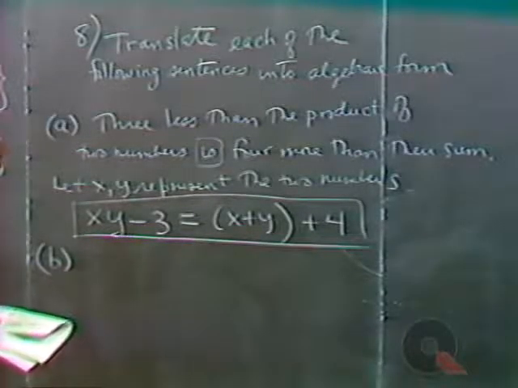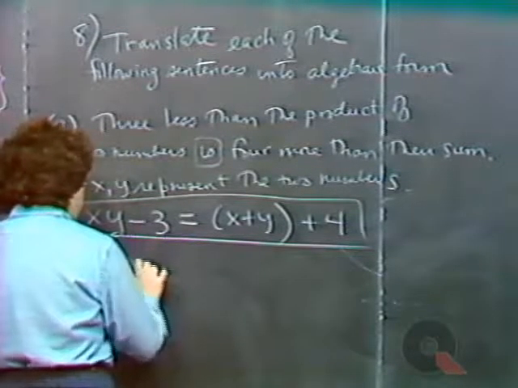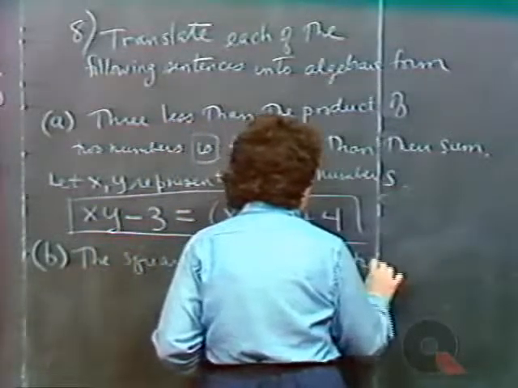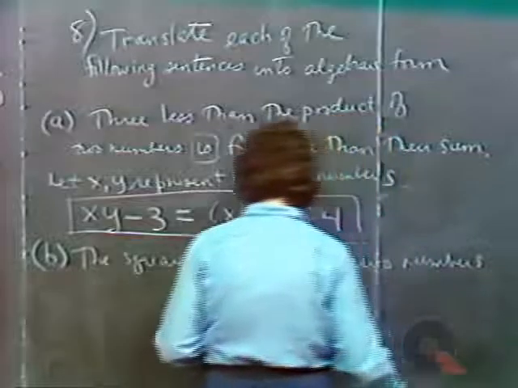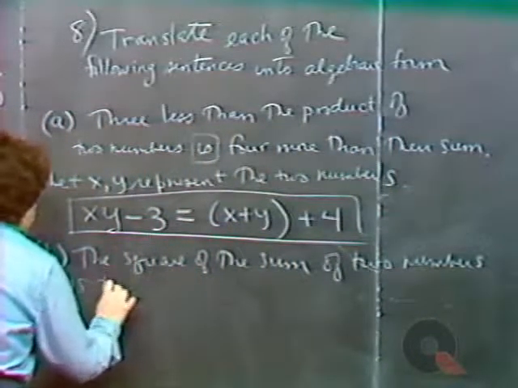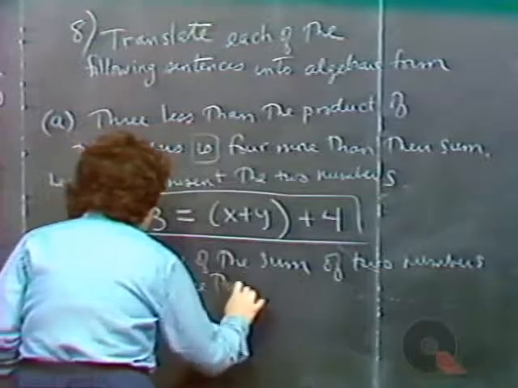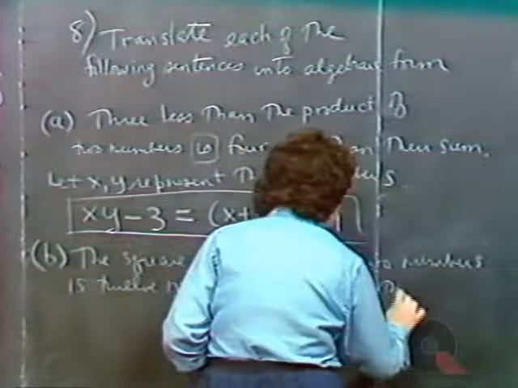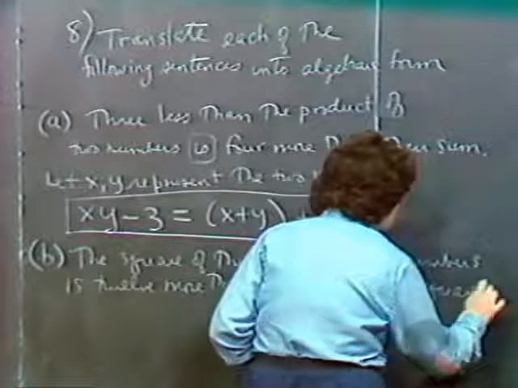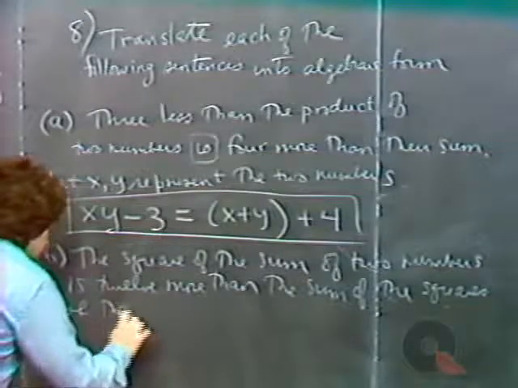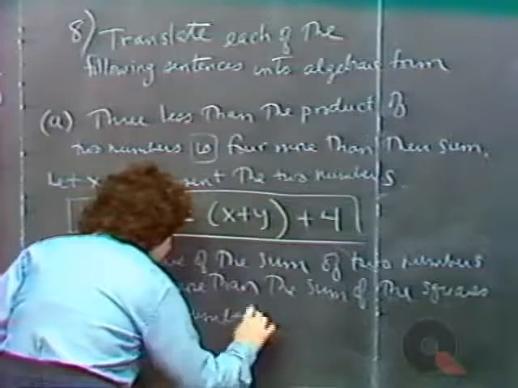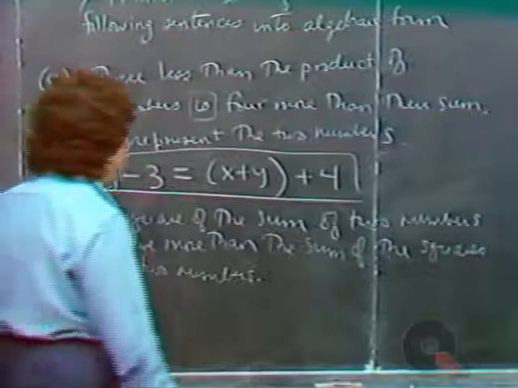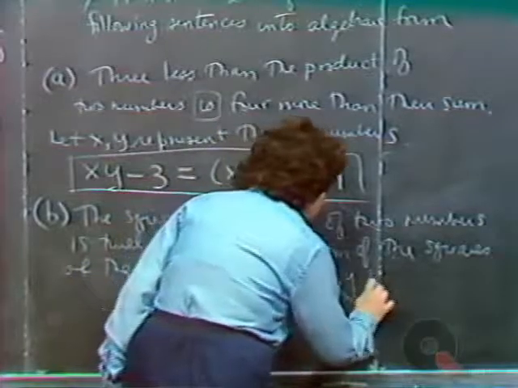And finally, in part B, the square of the sum of 2 numbers is 12 more than the sum of the squares of the two numbers. Once again, let x and y be the numbers.